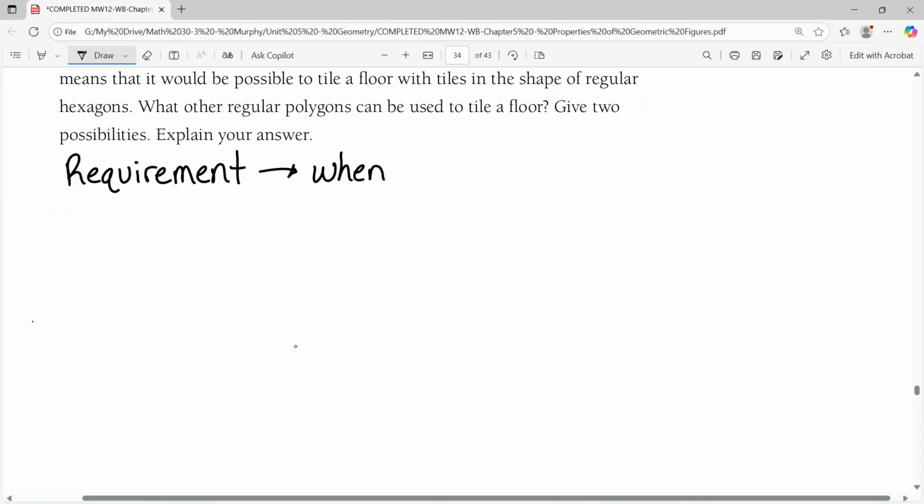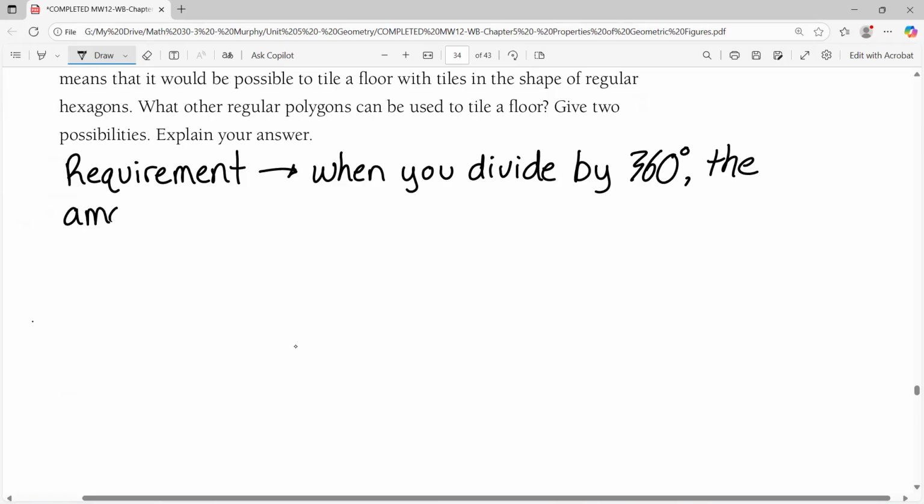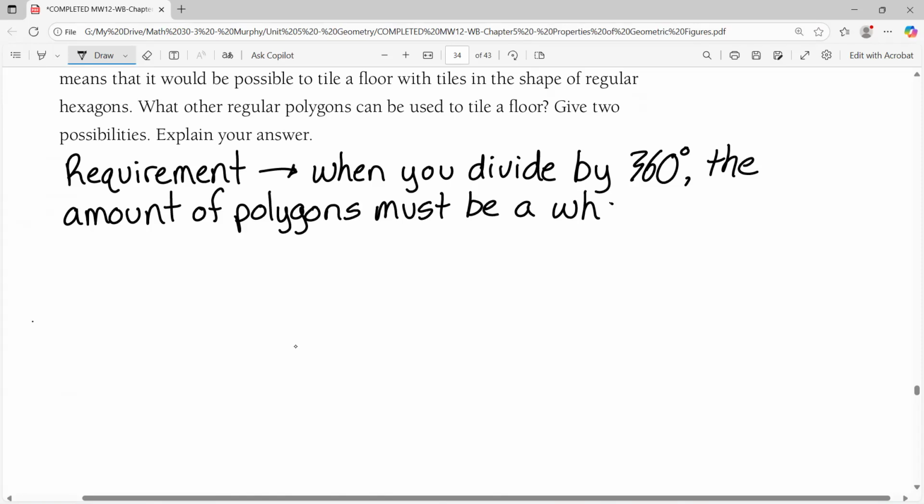When you divide 360 by the interior angle, the amount of polygons must be a whole amount.